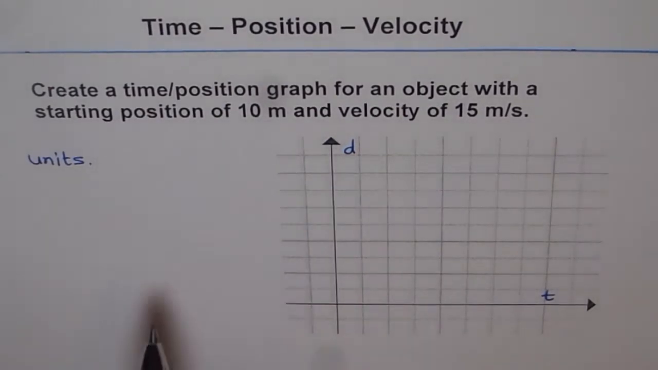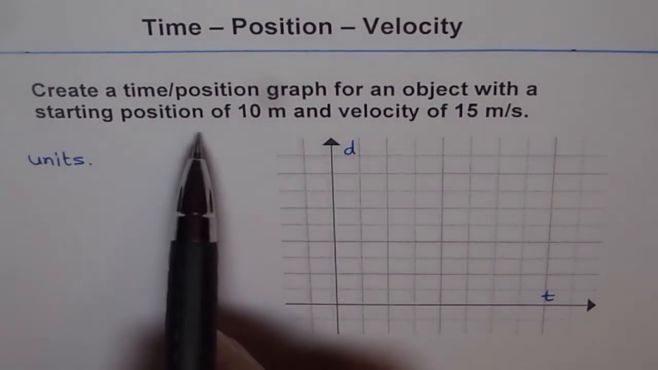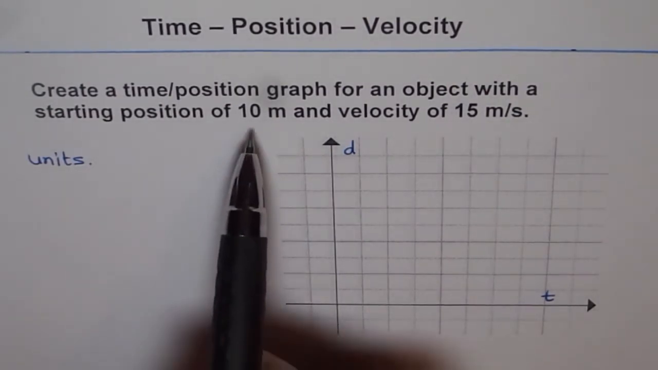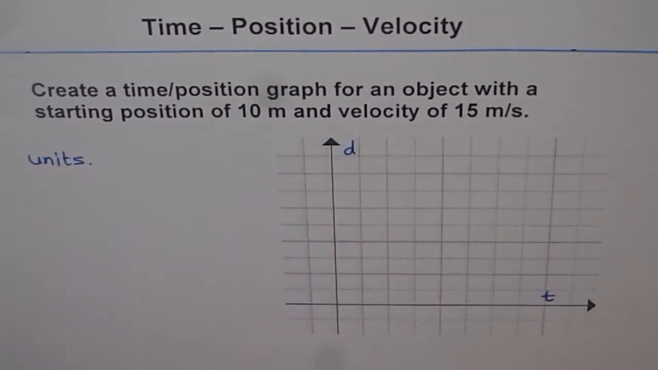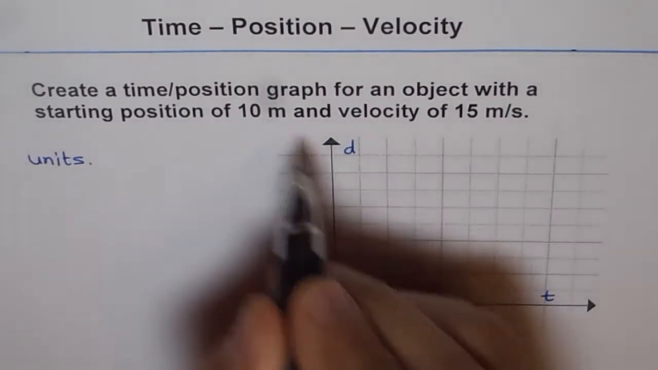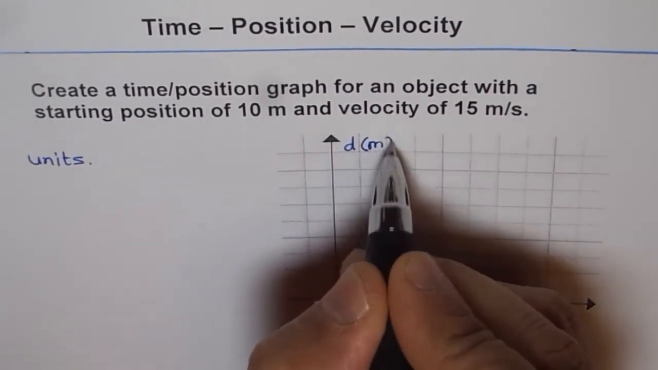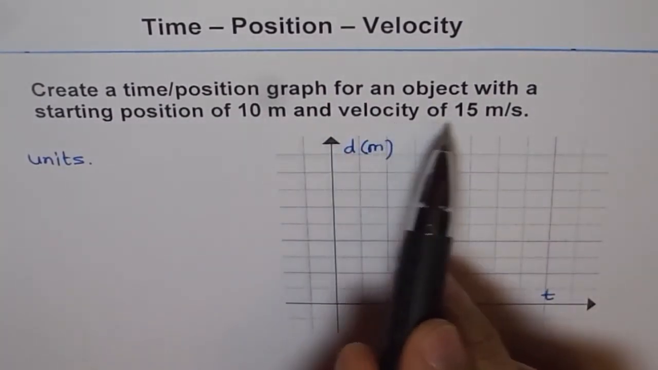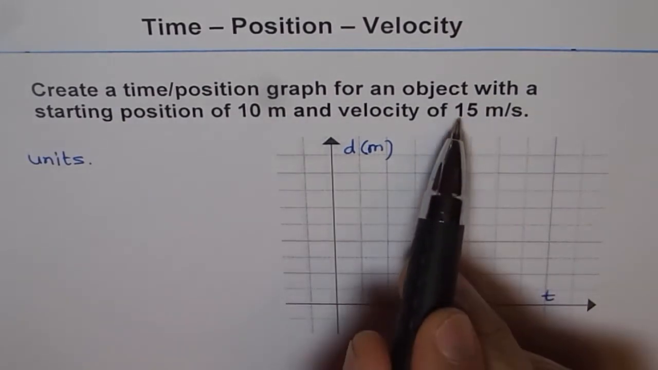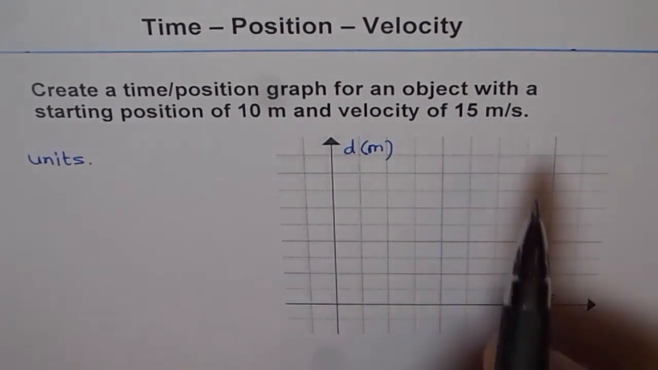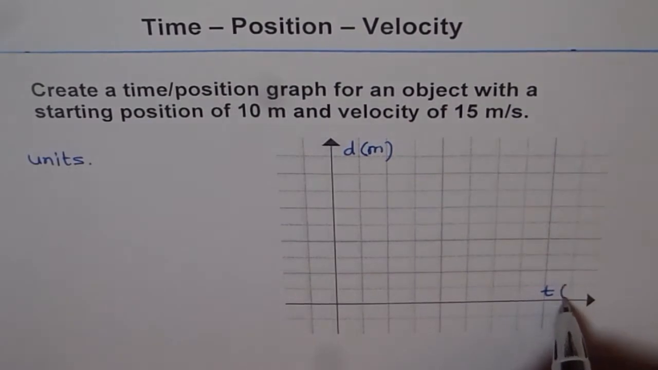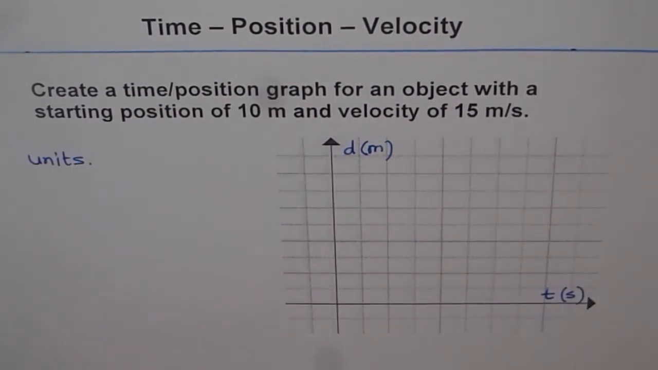Second, we're talking about units. Starting position is 10 meters. 10 meters away is the distance, and meters is the unit, so we'll write meters here. And the velocity is 15 meters per second. Per second means the time unit is seconds for us. So that's how we get our units.